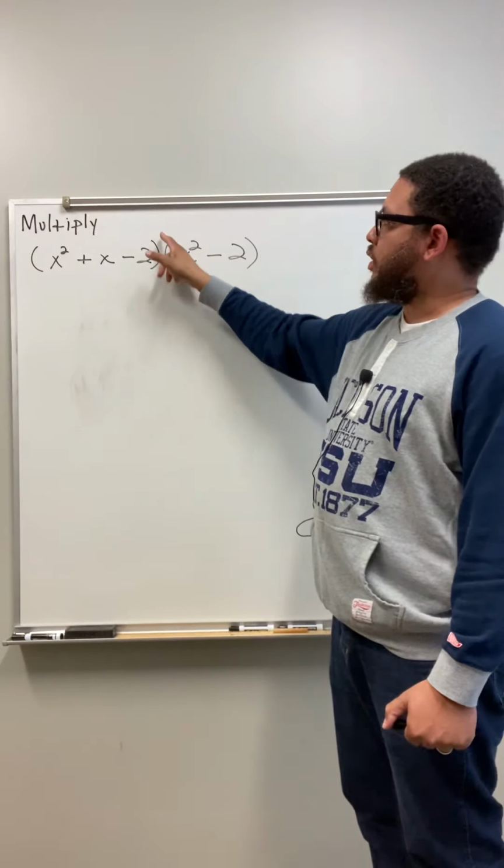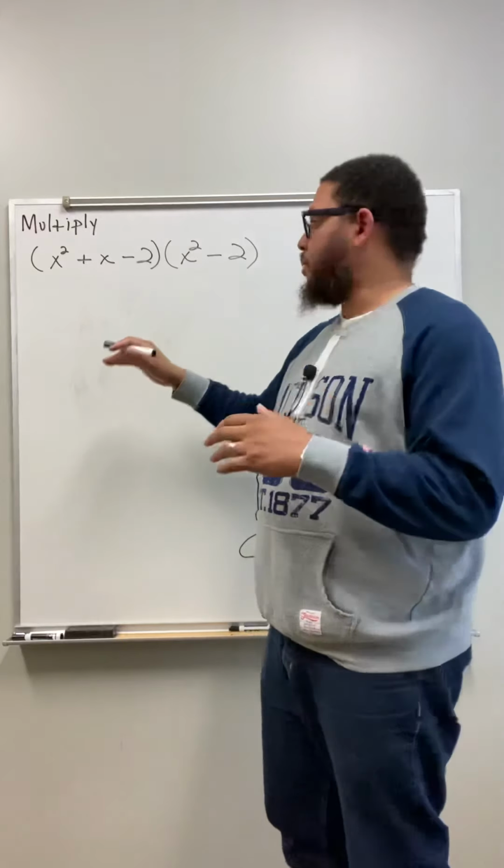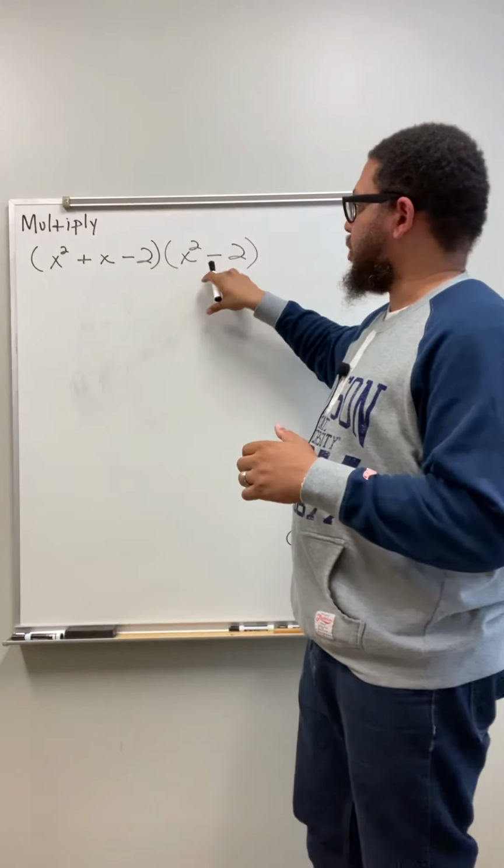Now, how do we do it though? So we know what to do. Now we need to think about how do we do it? How do we multiply this trinomial by this binomial? This is how you do it. You do it one pair of terms at a time. So what this basically means is that every individual term in these parentheses needs to be multiplied by every term in these parentheses.